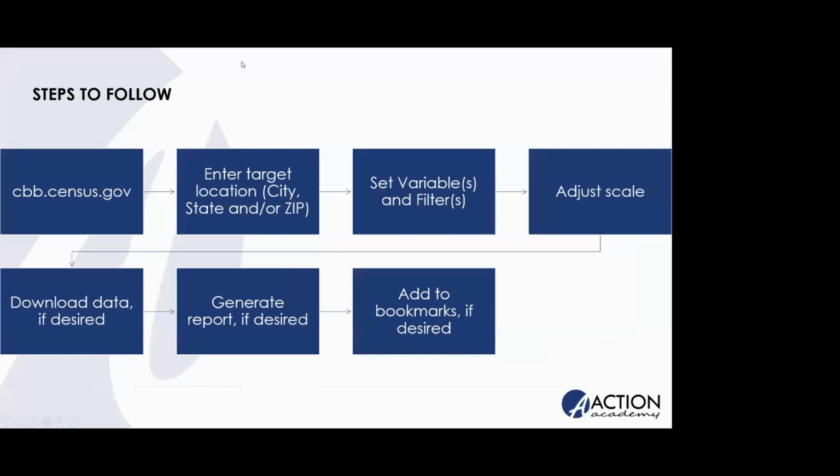Okay, so again, we follow the same steps. We went to cbb.census.gov. We played with our target locations, our variables and filters. We adjusted scale to start up high, we could start at the county level. We could zero down to zips or census tracts if we want to. And again, you have options to download that data, generate reports, or even add each of those distinct reports to your bookmarks if desired.